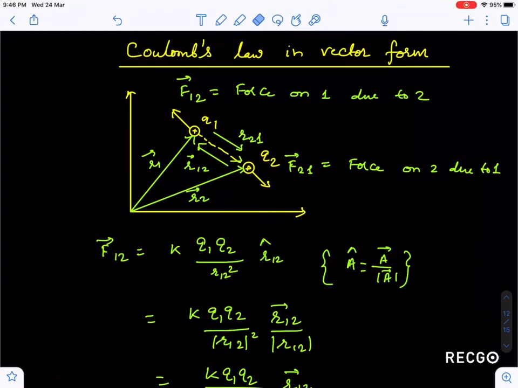So good evening everyone. Today we are going to discuss the fifth lecture of electrostatics. In this lecture we basically focus on the vector form of Coulomb's law.